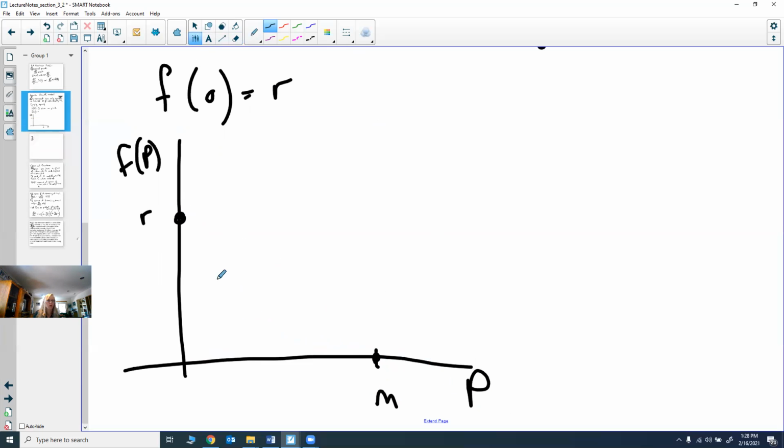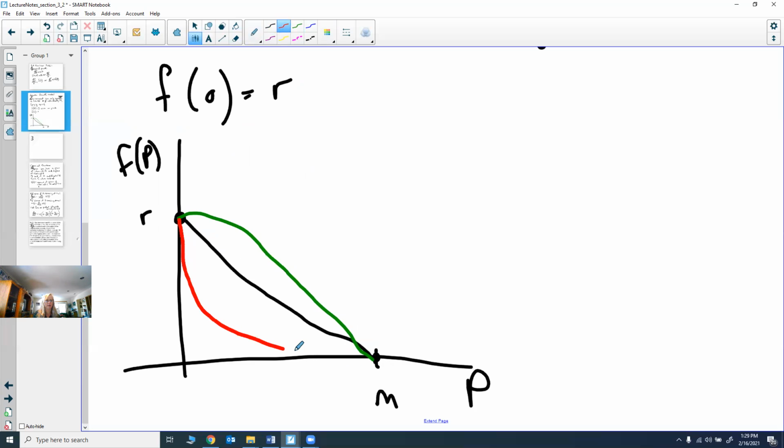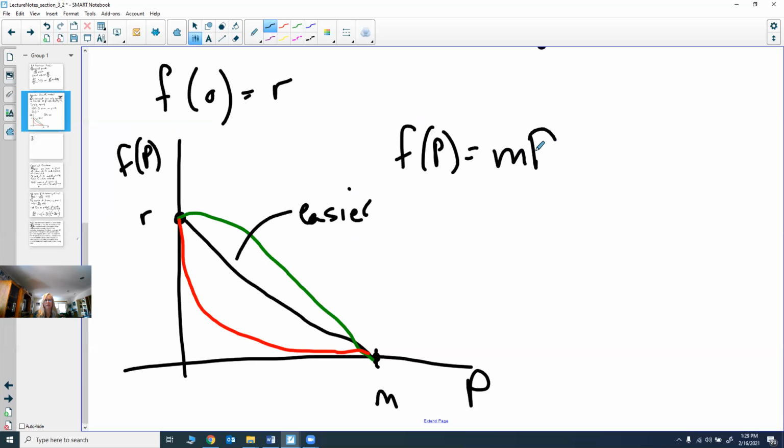There are different ways you could do this. One way is a straight line, so you could go linearly there. You could also have a curve that comes up and goes down to it like that. Or you could have one that starts fast and then slows down. So we could have all these different ones to look at. We are going to assume it's the linear one because it's easier. So if that's the one we're going to have, then f of P is going to equal the equation of a line, which is slope times your variable plus your y-intercept.